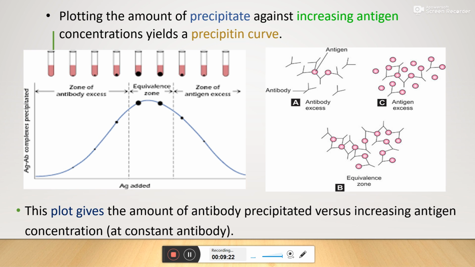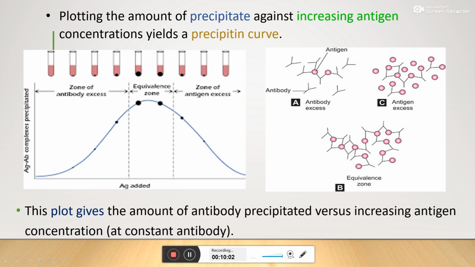concentration of antigen. If you draw an x-axis and y-axis, along the x-axis we take the increasing concentration of antigen, and in this direction, from here to here, the antigen concentration is increasing. On the y-axis we take the antigen antibody complex formed, or the amount of precipitate formed, and we mark it with respect to each of the tubes where precipitate is formed.